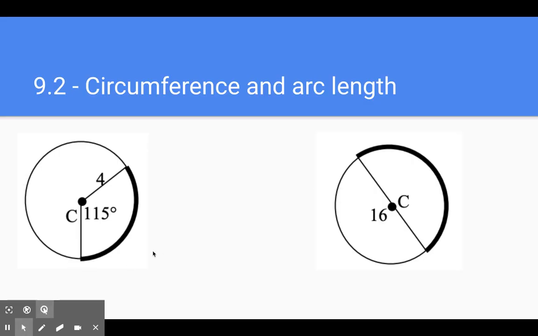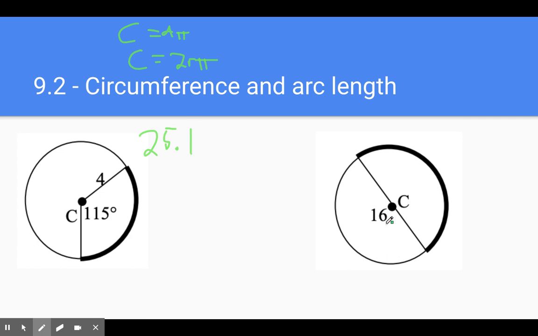Circumference and arc length. Okay, remember circumference. Circumference is equal to the diameter times pi, or if you have the radius, circumference is equal to 2 times the radius times pi. So here we have a radius, so it would be 2 times 4 times pi. Just use a calculator. 2 times 4 times pi gives us 25.13, so 25.1.